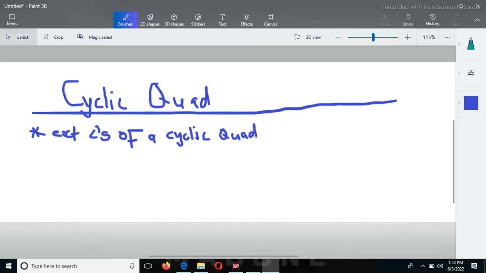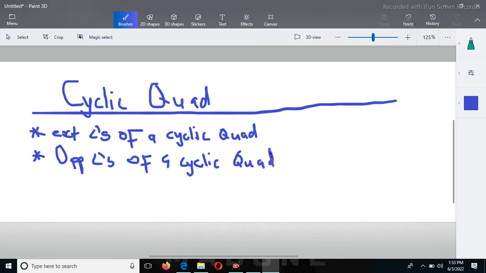All right. The second thing that should come to mind is that it's very important that you know the properties of a cyclic quad. So the next thing is that you're just going to know that the opposite angles of a cyclic quad add up to 180. They are supplementary, okay? They add up to 180, guys. Okay? What else do you know about a cyclic quad?